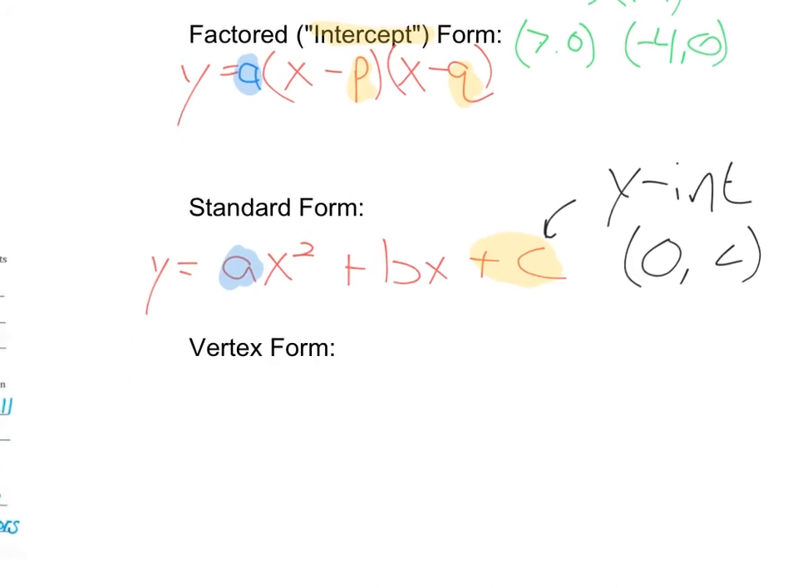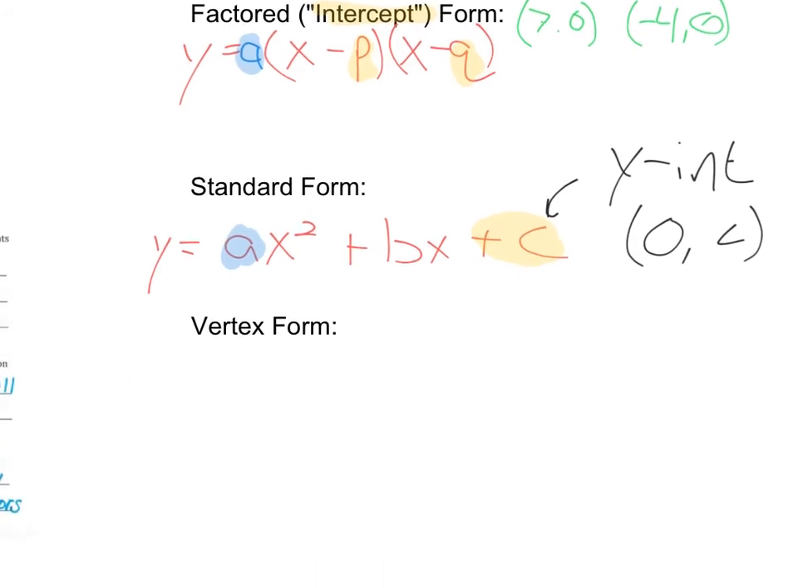Man, I wonder what vertex form would tell me. Well, if you're thinking ahead, it's going to tell us the vertex. Yay. So vertex form is going to be written as y equals a times x minus h, quantity squared, plus k.